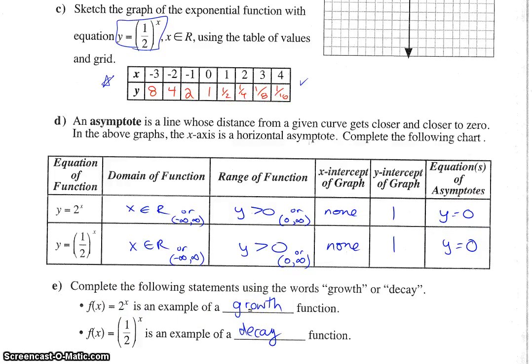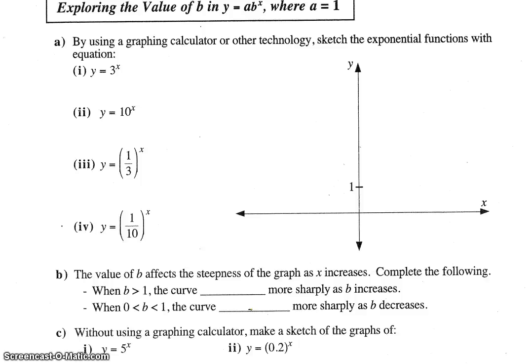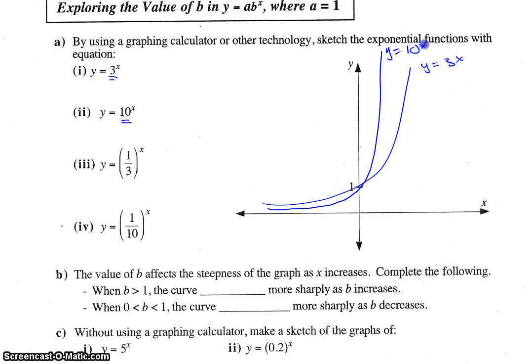All right, let's look at the next page. Okay, I'm just going to run through this quickly with you. We're not doing the full-on thing. The purpose of this lesson is by comparing, if you have a larger base, what the graph looks like. And essentially, y equals 3 to the x, we'd have something like that. Y equals 10 to the x would be steeper, okay? And as the base on your power increases, it gets steeper.